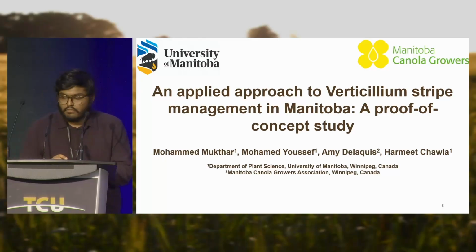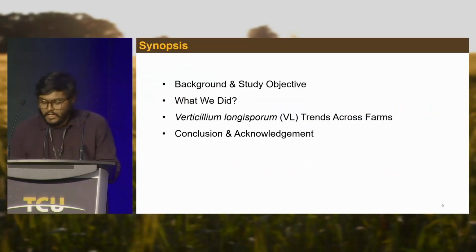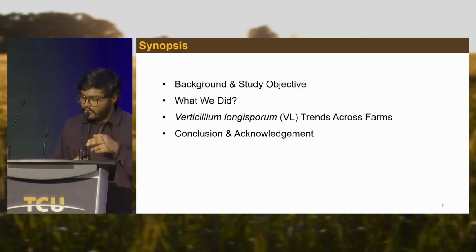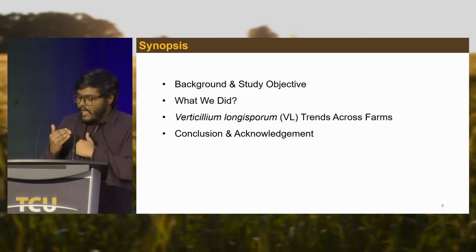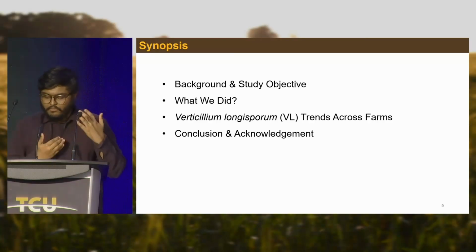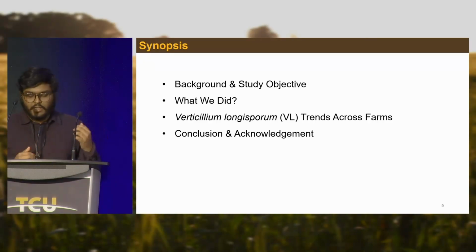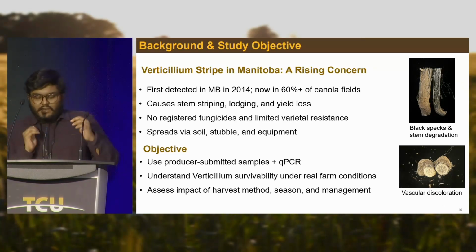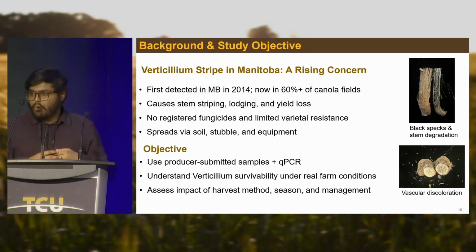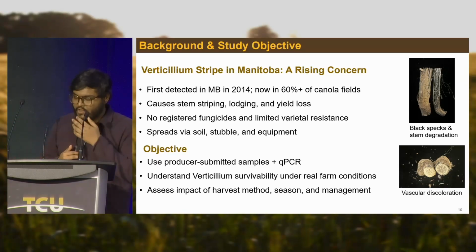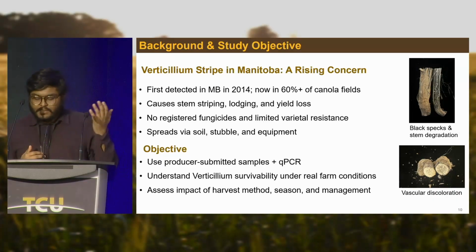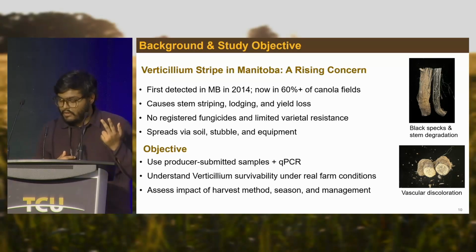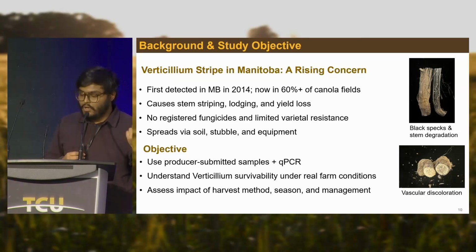In this talk, I'll start with why this work was needed, then what we exactly did on the farm, and what we actually found across the sites when testing for verticillium, and then finally wrap up with key takeaways. So let's begin with why this study matters. Verticillium stripe was first detected in Manitoba in 2014, and now it shows up in more than 60% of canola fields. It causes stem striping and plant weakening, and it can also lead to yield losses.